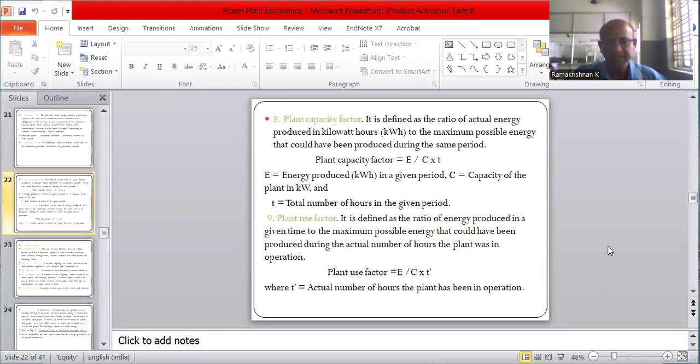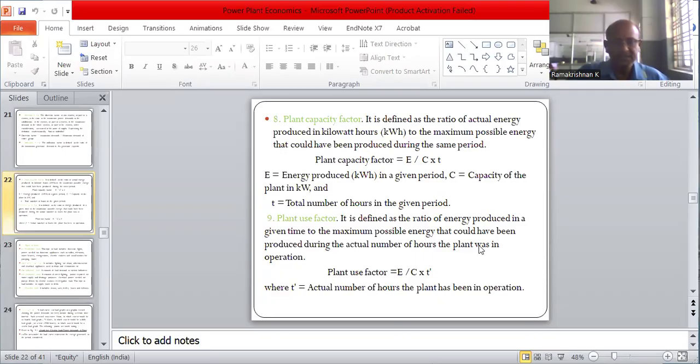Here, T, the total number of hours in the given period, also includes the off time, when the plant is not in operation. So whatever may be the condition, whether it is working or not, it includes total hours for the given period. So it is a ratio of the actual energy generated to the maximum possible energy that could have been generated. Next is the plant use factor.